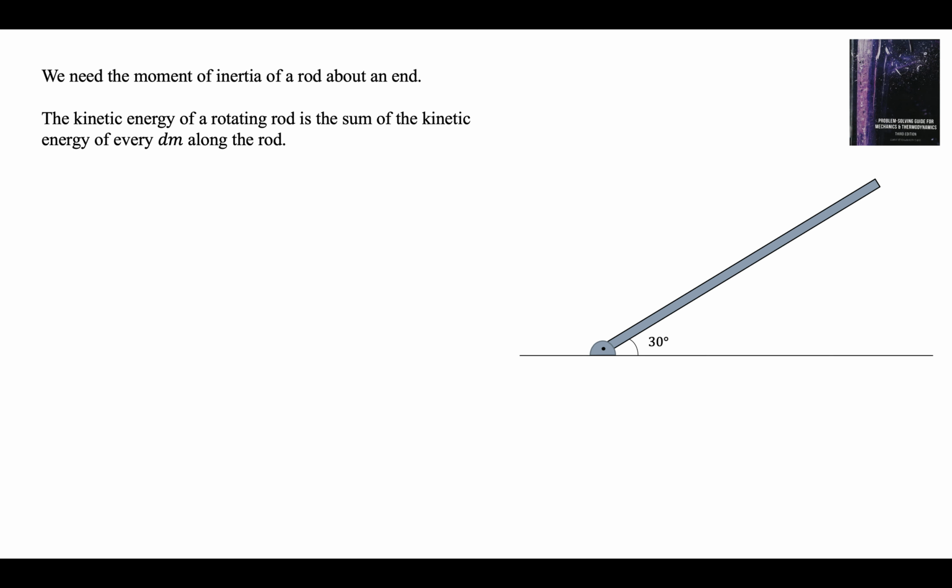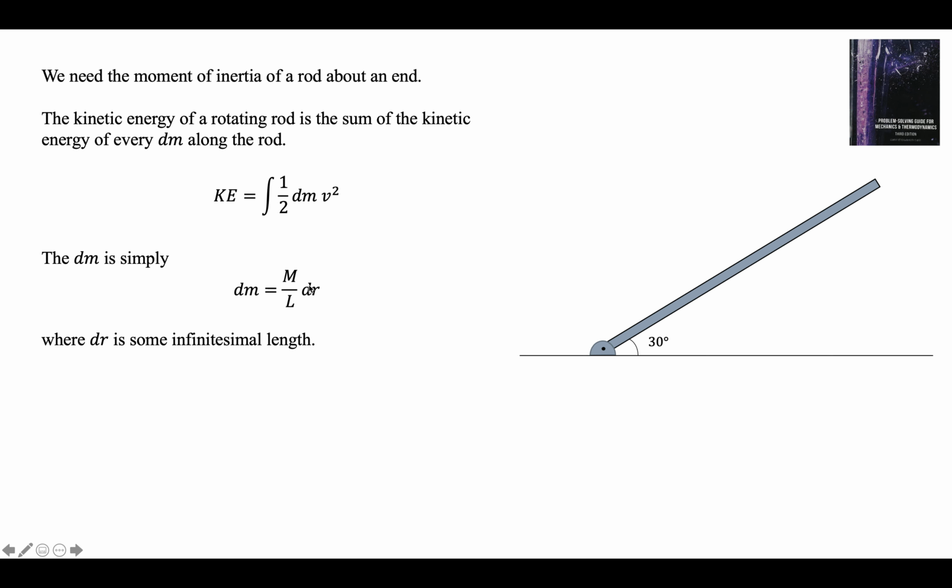So the kinetic energy of this rod is the sum of the kinetic energies of all the dm's along the rod. So this v is the speed of that dm, and we're going to sum them all up. The dm is simply the total mass divided by the total length times the dr, the length of the little piece, the length of the infinitesimal piece. Right here, here's a good example of a dr. This dr is really thin. It is mass dm, and it's r away from the axis of rotation.